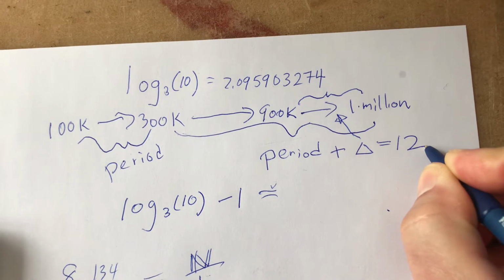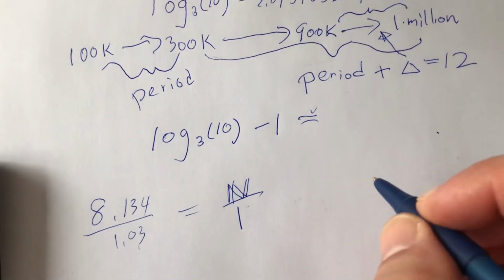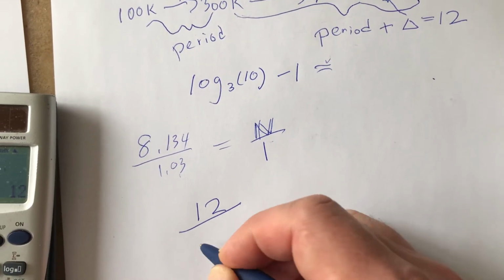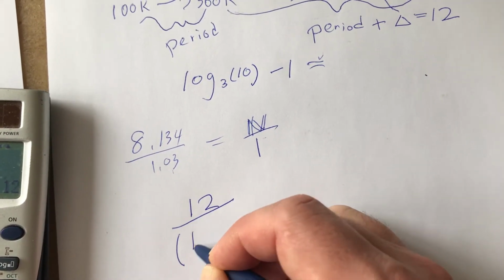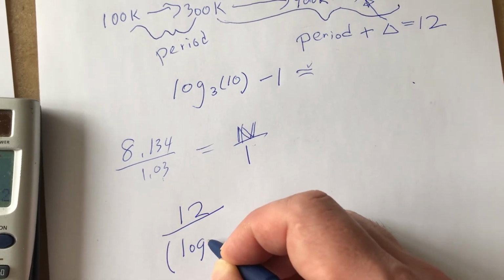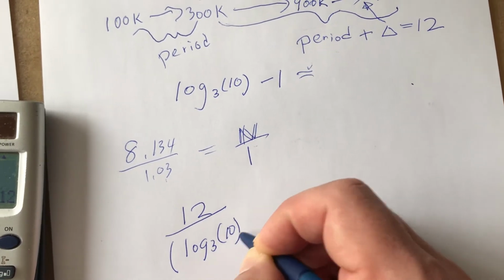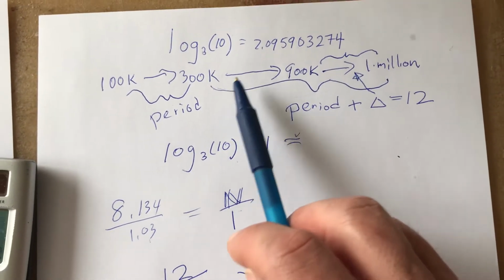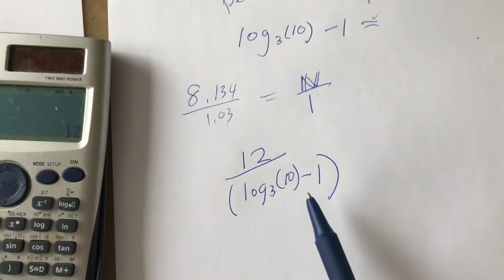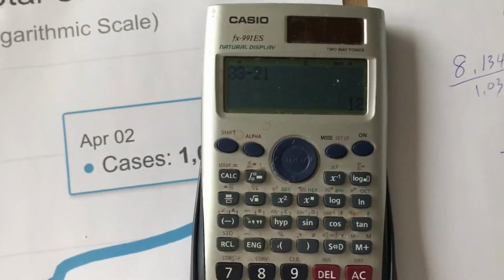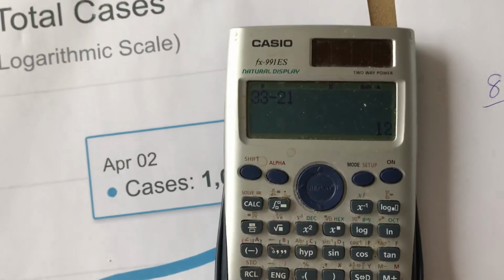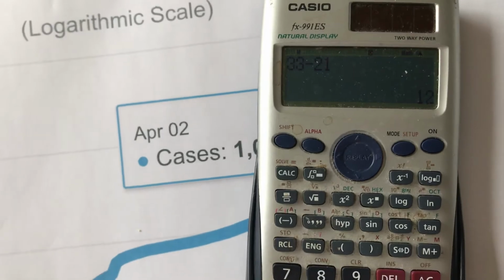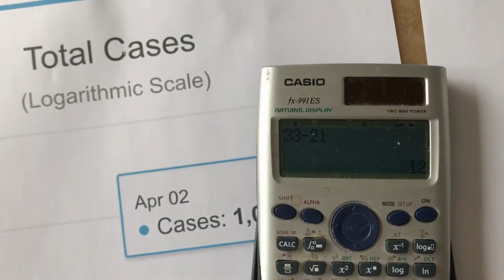Okay, so up here, this period plus this little bit is equal to 12. Okay? So we're going to take 12 and divide it by log base 3 of 10 minus 1, like we talked about. And that's going to take this period and normalize it and give you that period. Okay? So let's see if I can do that. Maybe this will give me a funky number. I don't know.